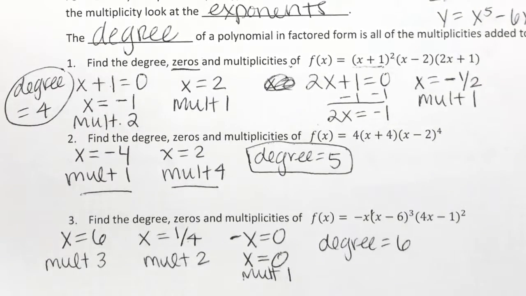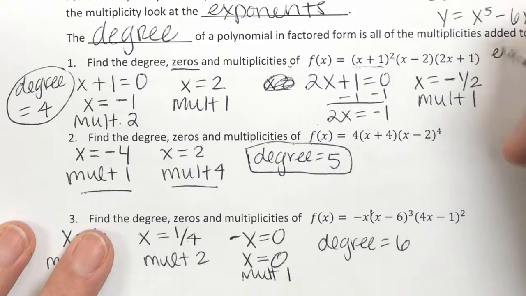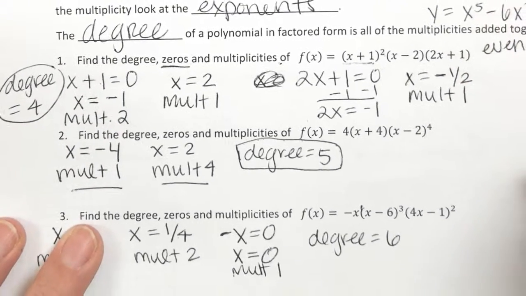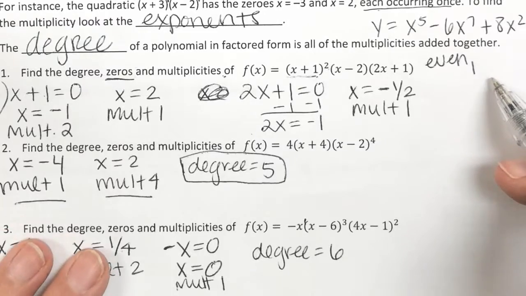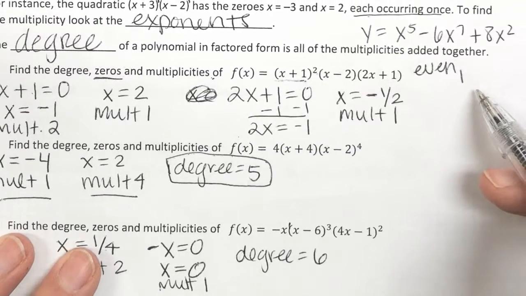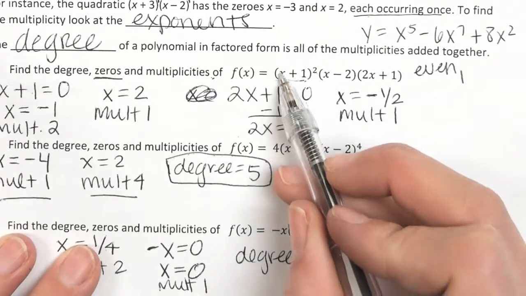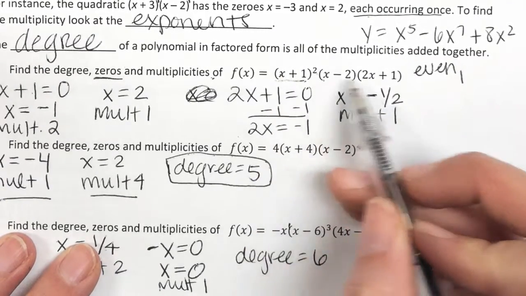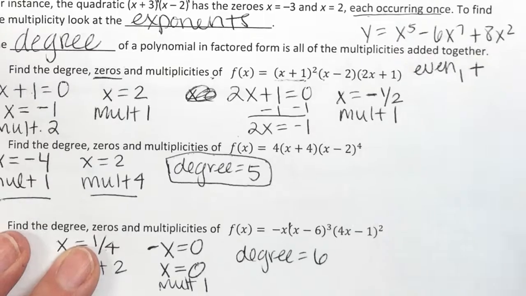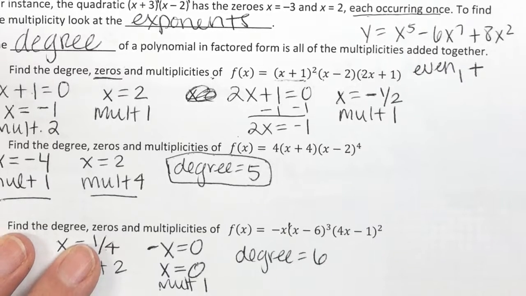Even, because the degree is what? 4. So it's an even function, so we can write even up here. Now we have to find out if it's going to be a positive or negative leading coefficient. The only thing you have to look at is the first numbers of each binomial. Okay, so this is positive, right? Positive, positive. So this will be an even positive leading coefficient.